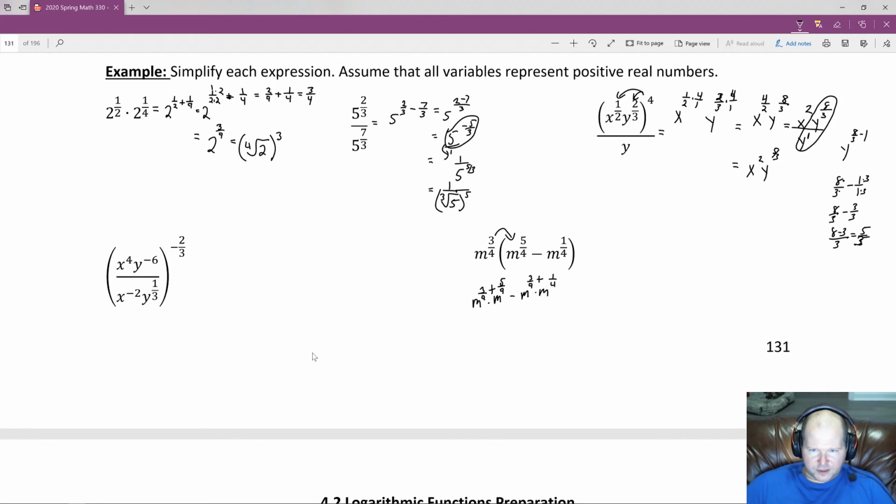Okay, so right here is 3/4 plus 5/4, which gives me 8/4, right? So m to the 8/4 minus, and this is going to be 3/4 plus 1/4, which gives me 4/4, so it's m to the 4/4. Now in this case we have 8/4 minus 4/4, so we can simplify them, right? 8 divided by 4 is a 2, and 4 divided by 4 is a 1, so you don't even need to write that 1 there. But you end up with m squared minus m to the first power. And at that point, you're done. You're in good shape.